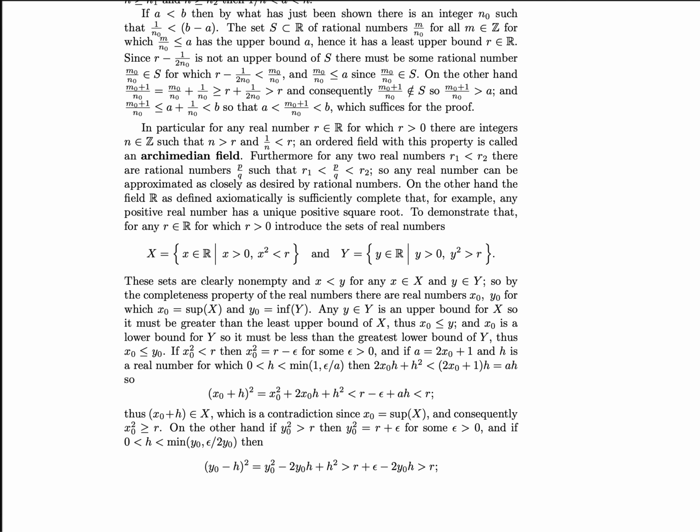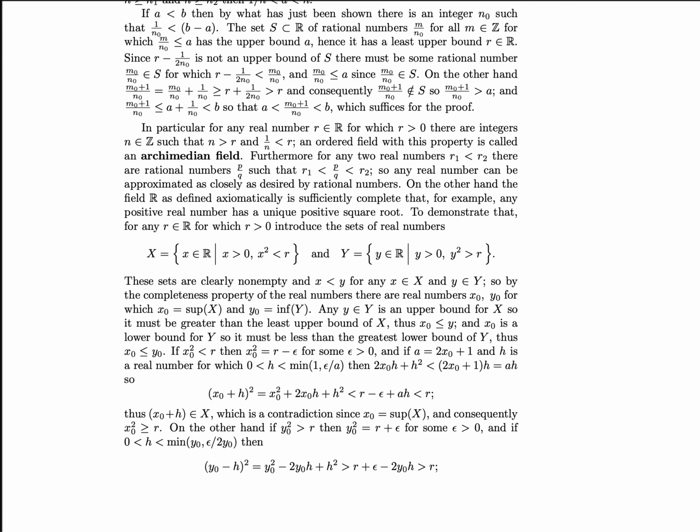If we have that x naught squared is less than r, then we can write x naught squared as r minus epsilon for some positive epsilon. And if a is 2x naught plus 1, and h is a real number for which 0 is less than h is less than the minimum of 1 or epsilon over a, then by plugging in a and applying our definitions, we have that 2x naught h plus h squared is less than 2x naught plus 1 times h, which is ah. So we have that if you square this, x naught plus h quantity squared is going to be less than r minus epsilon plus ah, which must be less than r.